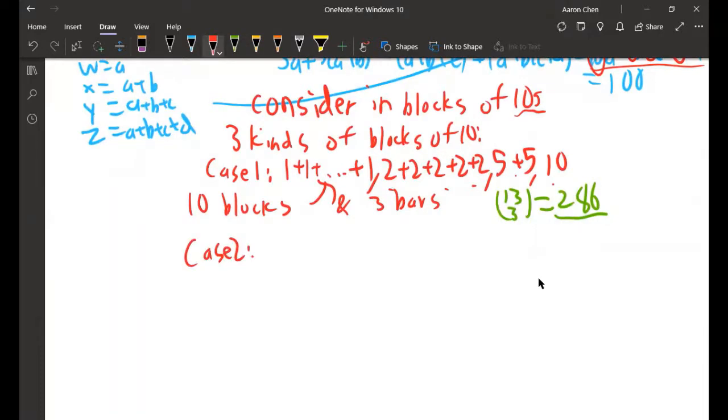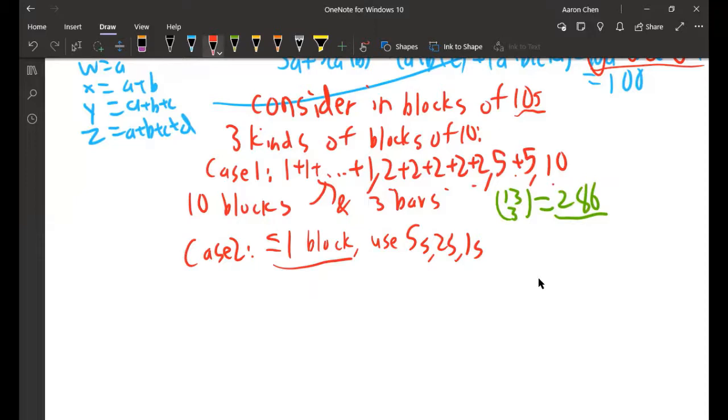In this case, there is at most one block of this specific kind, using 5s, 2s, and 1s. The reason there's at most one block is that if there are 2 blocks of this kind, then some block of the first kind will appear, and that defeats the whole purpose of this case. And so at most one block can be used.